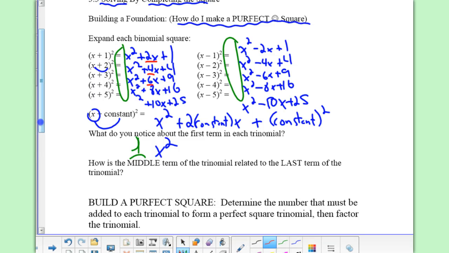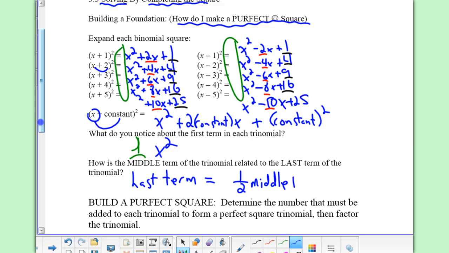Look at the middle term, and based on the middle term, how do you get to the last term of these perfect trinomials? How does the middle term connect to that? Ponder that and come back. What you should have noticed is that the last term is actually equal to half of the middle number, or coefficient, squared.